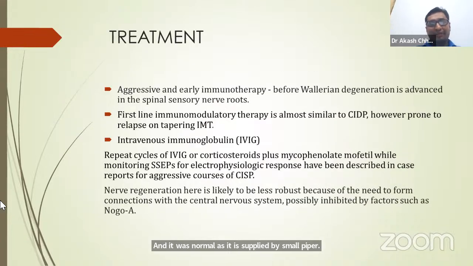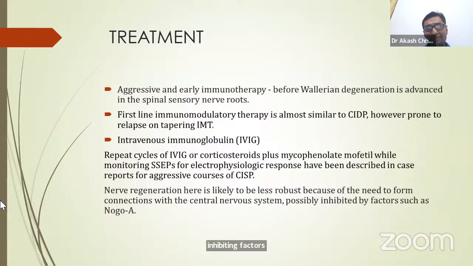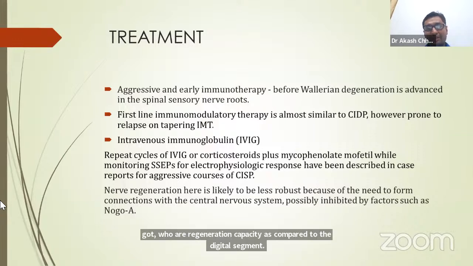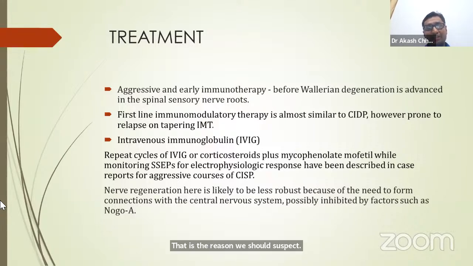So coming to the treatment part for CISP, it is aggressive and early immunotherapy which is recommended, because Wallerian degeneration can set in the spinal sensory nerve roots, and they have very poor regeneration capability, as there are inhibiting factors such as NOGO-A. So this part of the neuroaxis has got poor regeneration capacity as compared to the distal segment. So that is the reason we should suspect, diagnose early CISP and treat it aggressively with early immune therapy.